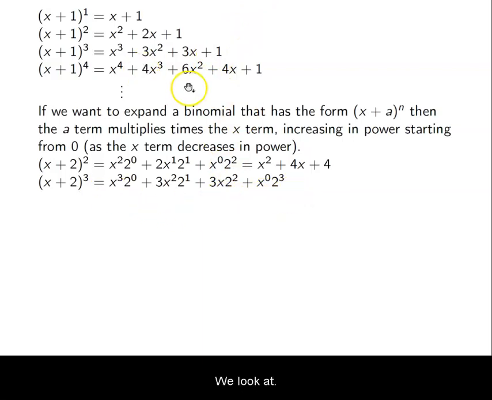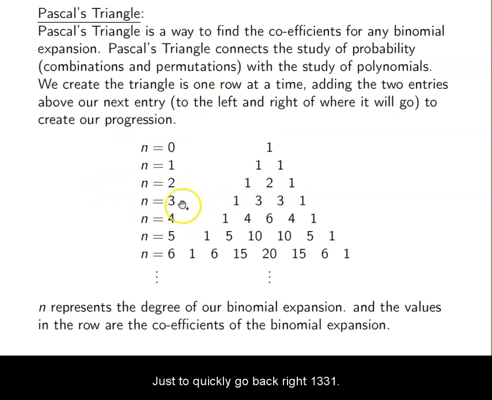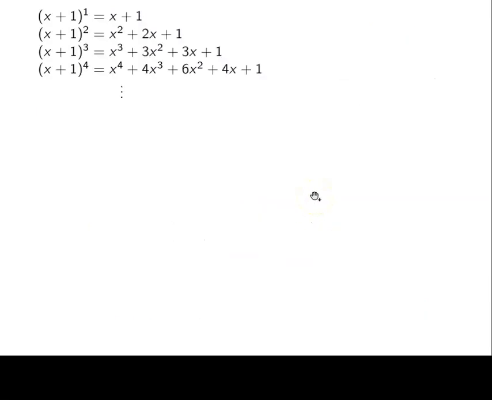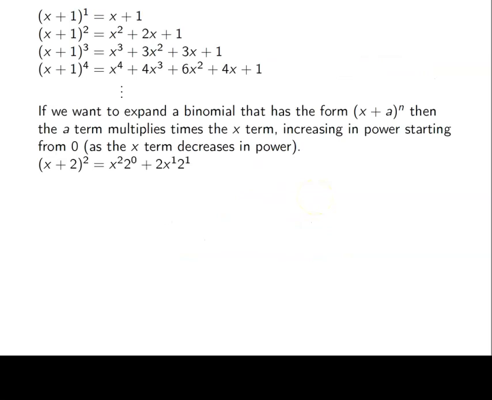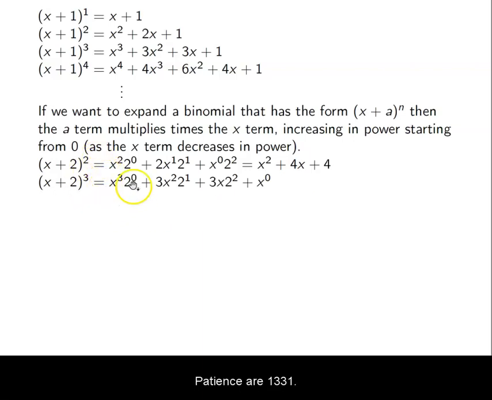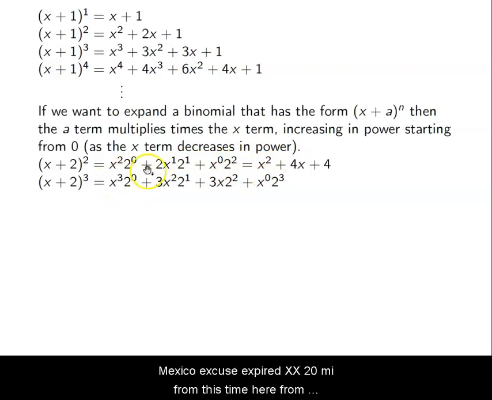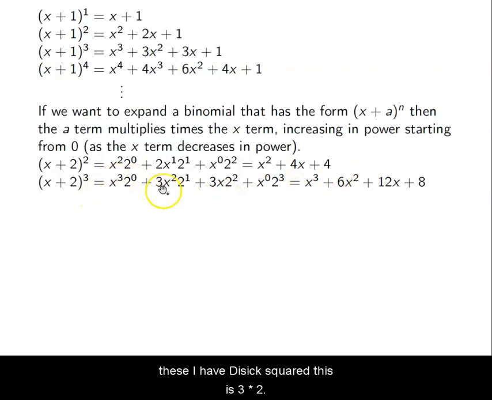So if we look at, just to quickly go back for 3, 1, 3, 3, 1. Coefficients are 1, 3, 3, 1. My x's go x cubed, x squared, x to the 0. My 2's from this term here, from the a position, 2 to the 0, 2 to the 1, 2 squared, 2 cubed, right? It's a pattern. Simplify all these. I have just x cubed. This is 3 times 2. This is 3 times 4. And then this is just 2 cubed.